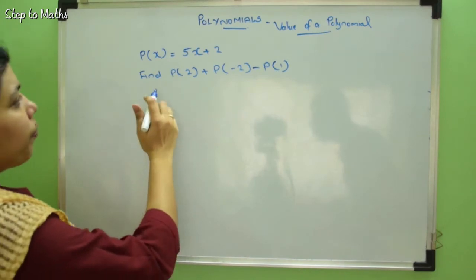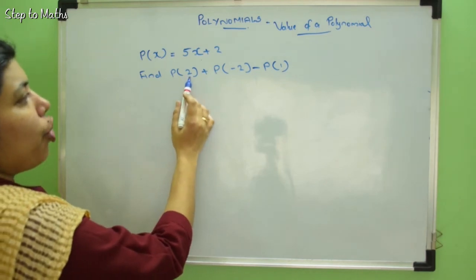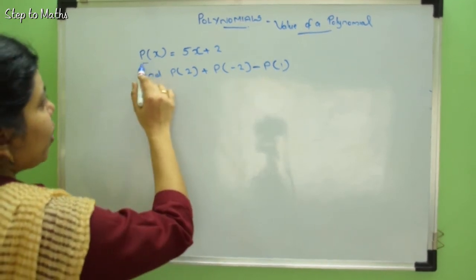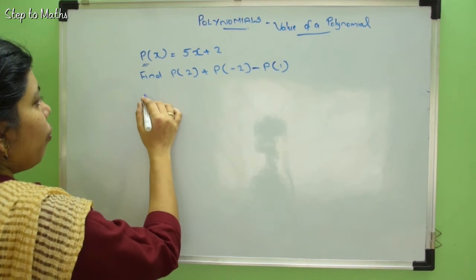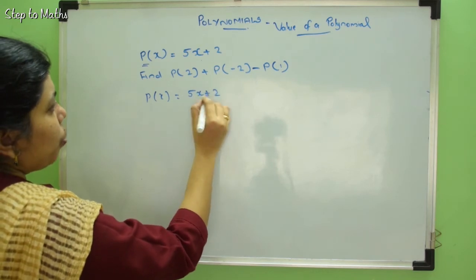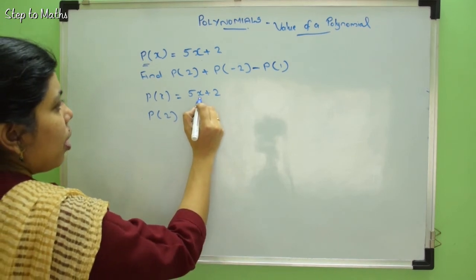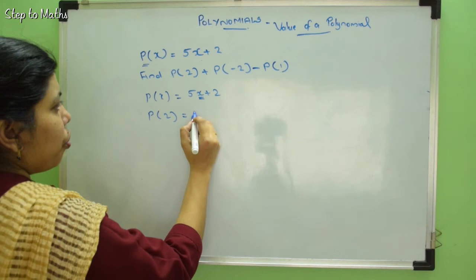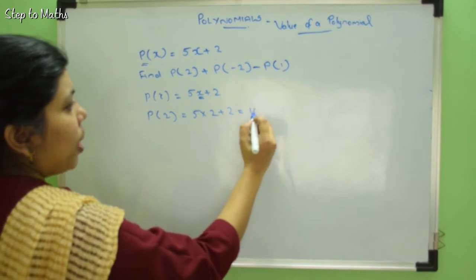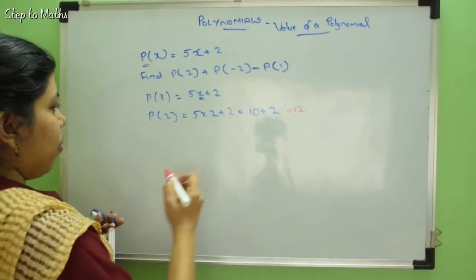Consider one more example. If p of x is equal to 5x plus 2, then find the value of p of 2 plus p of minus 2 minus p of 1. P of x is given. Then first find the value of p of 2. P of 2 is, in place of x substitute 2: 5 into 2 plus 2, that is equal to 10 plus 2, that is equal to 12.